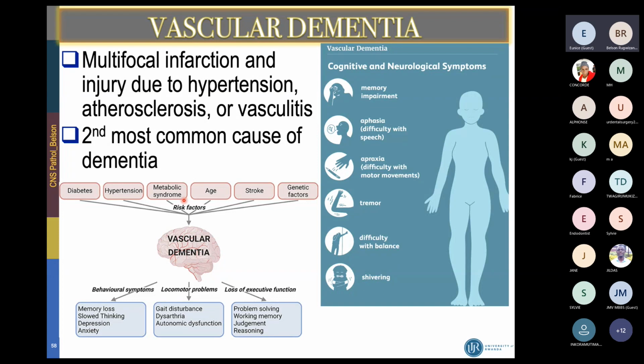So the risk factors are listed here: diabetes, hypertension, metabolic syndromes, age, stroke, genetic factors. So they will have behavioral symptoms such as memory loss, slow thinking, depression, anxiety. I think all this you understand. Kwibagirwa cyane, slow thinking. Asubiza akabanza agatekereza nk'aho ari imibare yo gukora, and depression. Okay. Dysarthria, autonomic dysfunction. These are locomotor problems. And then loss of executive function. Ashobora gukemura ibibazo, ari umuntu wenda ari umubyeyi usanga umutura ibibazo akabikemura ko umutura ikibazo reka abona asa naho atabaye imbere nk'umwana uri gukina. And so on.